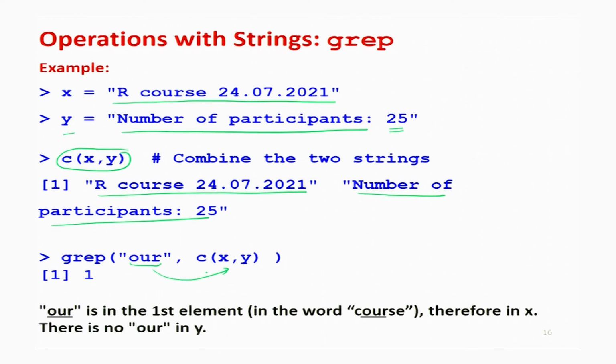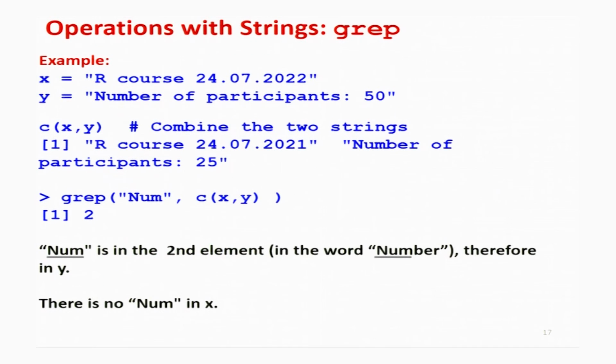Now I want to find OUR in this cxy. So can you find where this OUR is? There is no standalone our, but if you look very carefully, inside the word course there is OUR, and that is what is giving you C1, right? And there is no OUR in y. You can see, this is how it actually works.